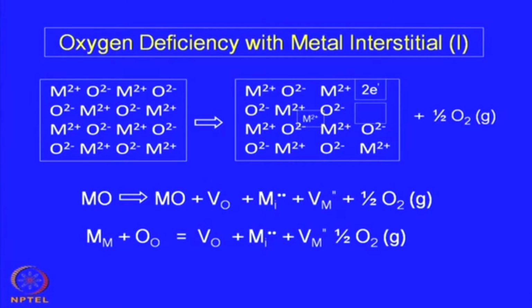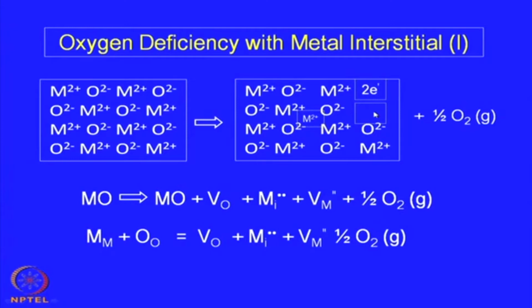So, it is the same thing, because we are talking about ratio. So, oxygen deficiency can be caused also by metal interstitial, and in that case what should be the kind of reaction, what will be the actual physical change that is taking place in the oxide. So, this is once again an oxide lattice, and that is going to create a metal interstitial here. Now, this metal interstitial will be created.